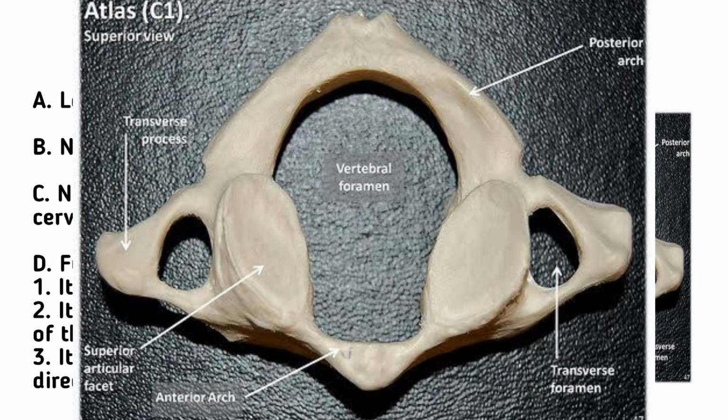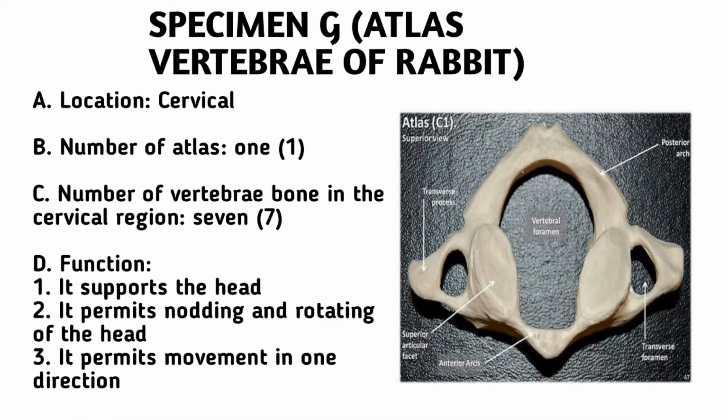And then the function. The function of this vertebrae is that it supports the head. It is the closest bone to the skull, so it helps to support the head. Next, it permits nodding and rotation. That's how you can nod and rotate because of this particular bone. Also, it permits movement in one direction.